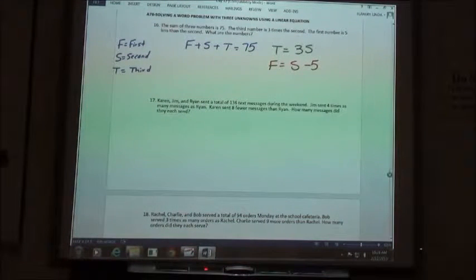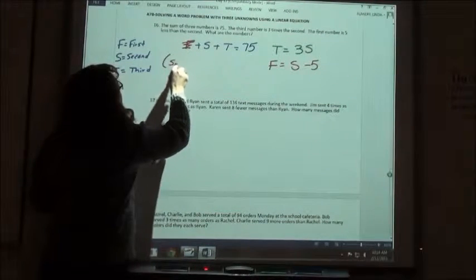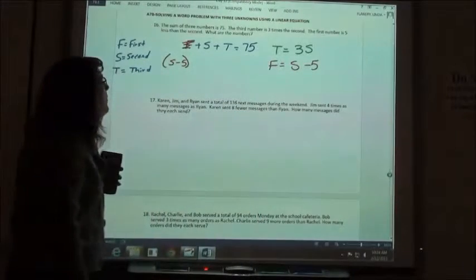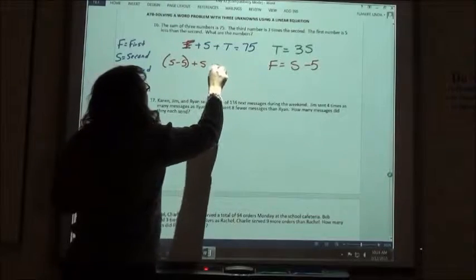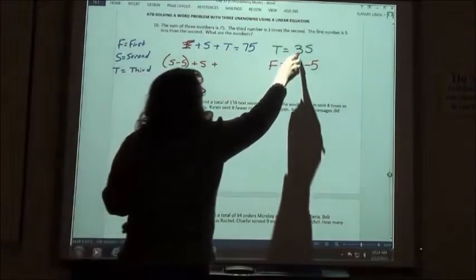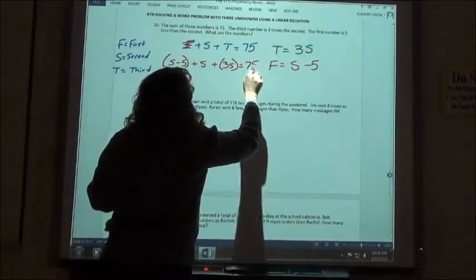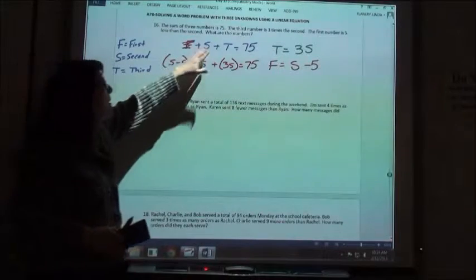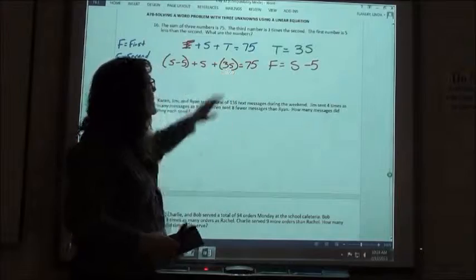What I'm going to do is solve this by substitution. I'm going to replace the F with S minus 5 because that's what it's equal to over here. The second one I'm just going to leave alone. And then I'm going to replace the third one with 3 S's. So my first one is S minus 5, my second one is still just S, my third one is 3 S's.